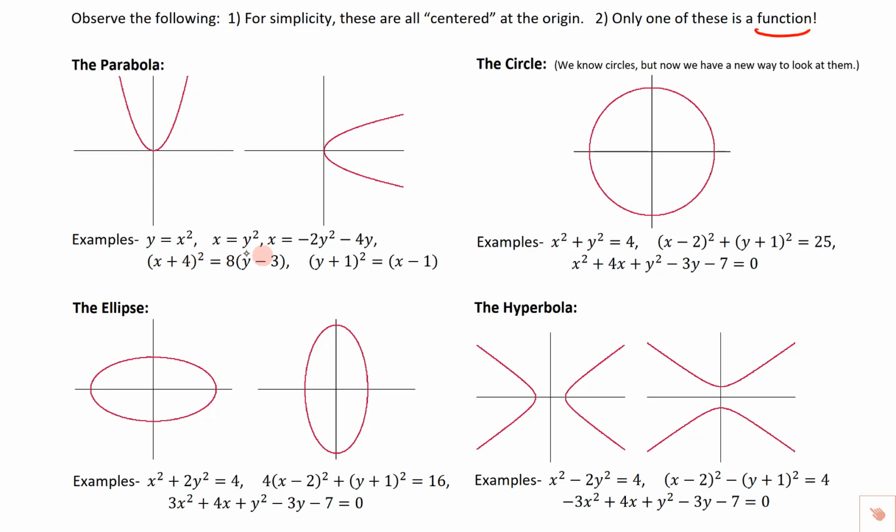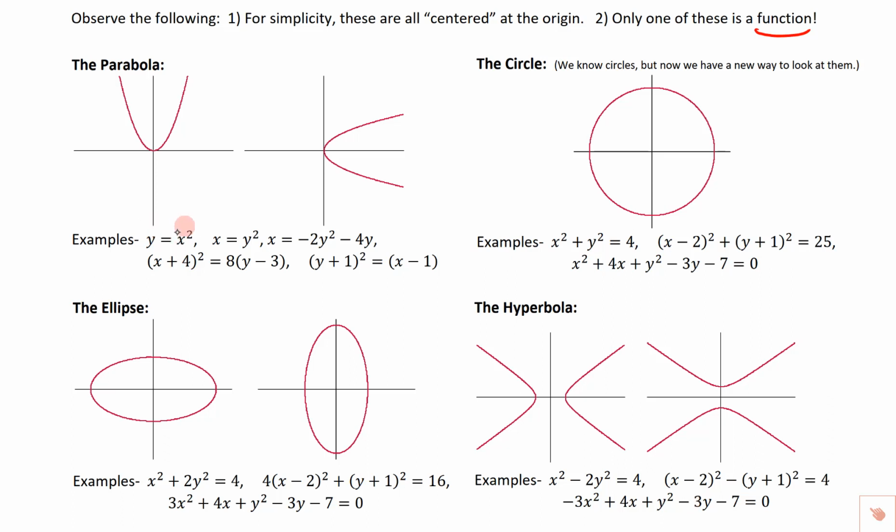So these equations right here would all produce parabolas. And these equations right here, they would all produce circles. These equations down here would all produce ellipses, and these equations over here would all produce hyperbolas. And it's really easy to get mixed up and say, well, my gosh, they all look basically the same. But if you look really closely, you'll notice a couple things about them.